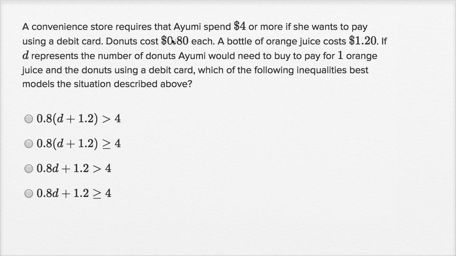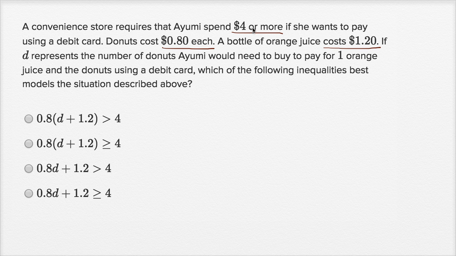A convenience store requires that Yumi spend $4 or more if she wants to pay using a debit card. Donuts each cost 80 cents, or 80 cents each. A bottle of orange juice costs $1.20. If D represents the number of donuts Yumi would need to pay for one orange juice and the donuts using a debit card, which of the following inequalities best models the situation described above?